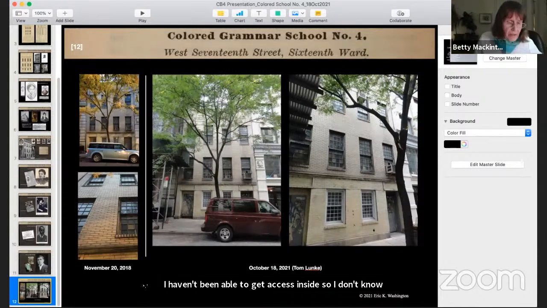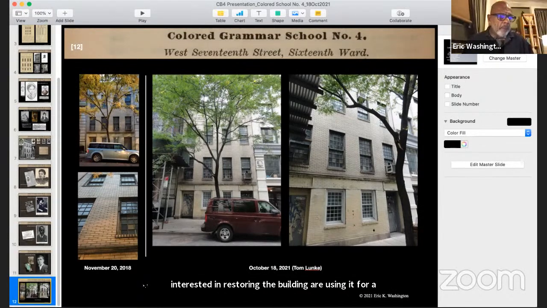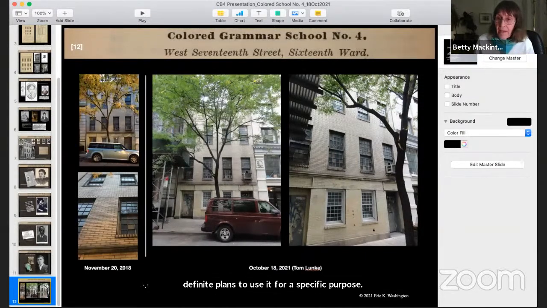And are there any historic preservation organizations interested in restoring the building or using it for a museum or community facility? Not to my knowledge. I've talked to people sort of anecdotally. People are interested in the building, think that it should be saved, but I'm not aware of anybody having any definite or even indefinite plans to use it for a specific purpose. Okay, thank you. Let's see, David?